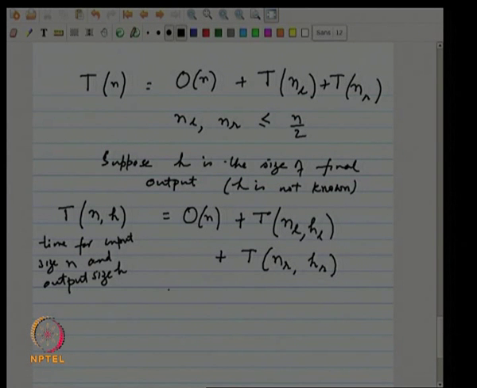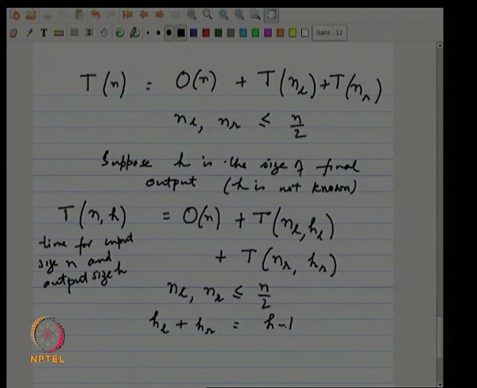And then what do we have? I surely have the condition that n_l and n_r are both less than n over 2. There is something more I can say about h_l and h_r. What can I say? h_l plus h_r equals h minus 1, because we have found one stair of the staircase.